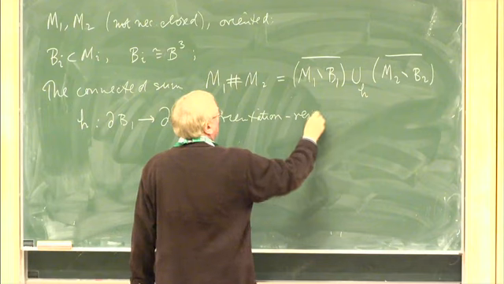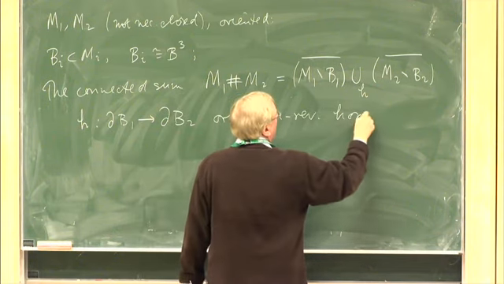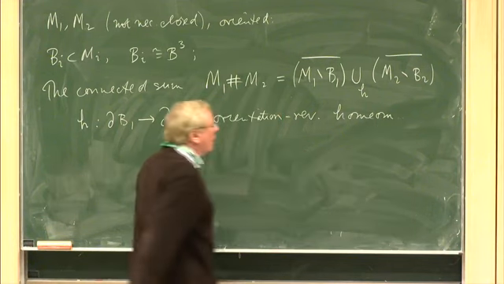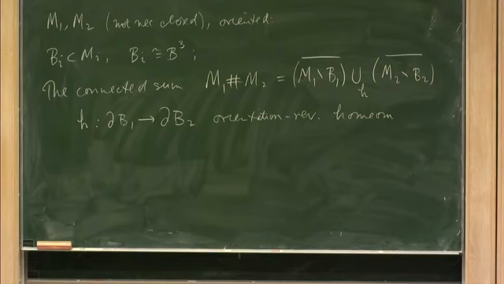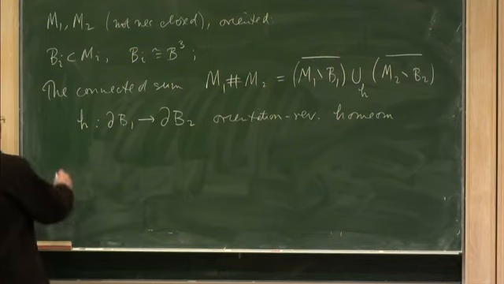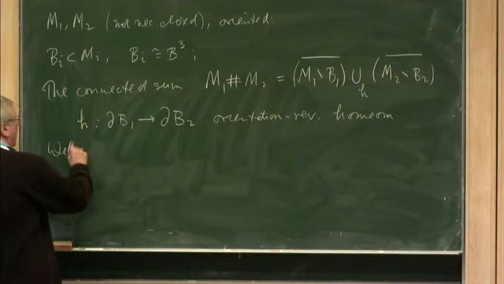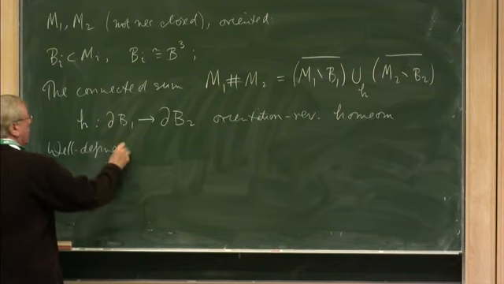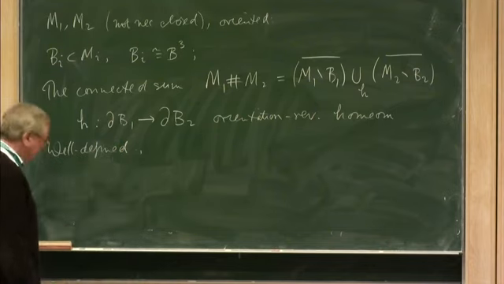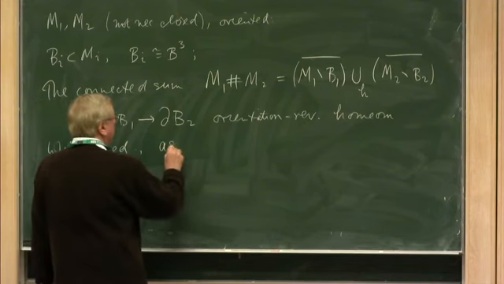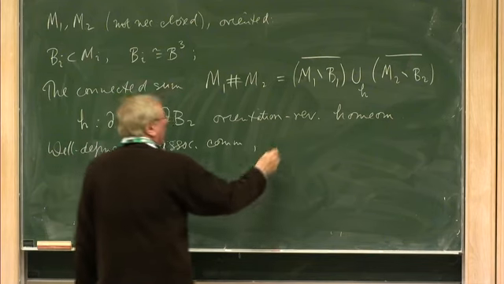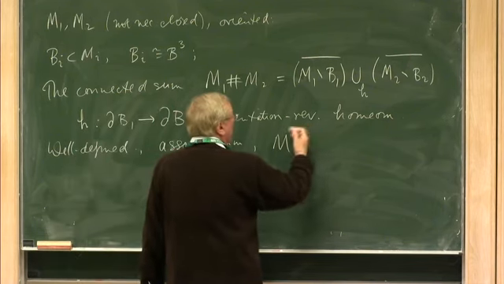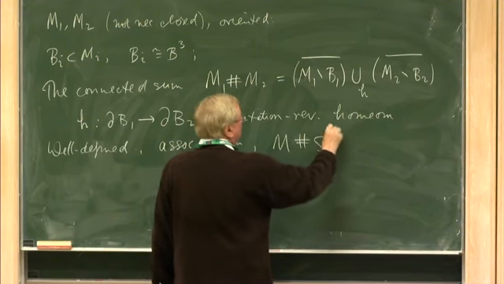Okay, this is a very basic construction. In dimension 3, you don't have to say any more than that. It's well defined. In higher dimensions, you have to be a bit more careful. But this is well defined in the oriented category. It's associative. It's commutative. It has a unit, namely the 3-sphere.